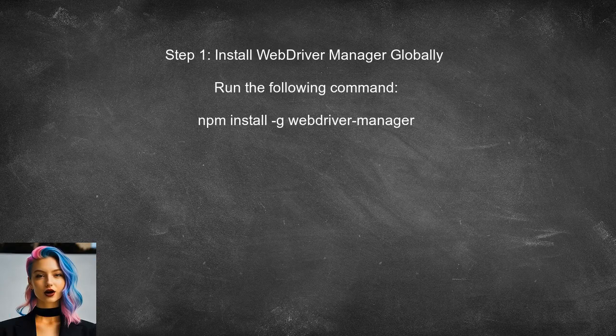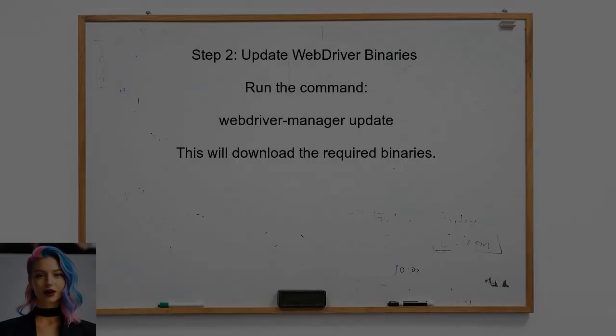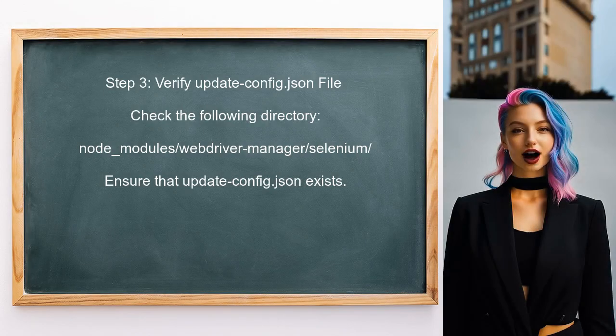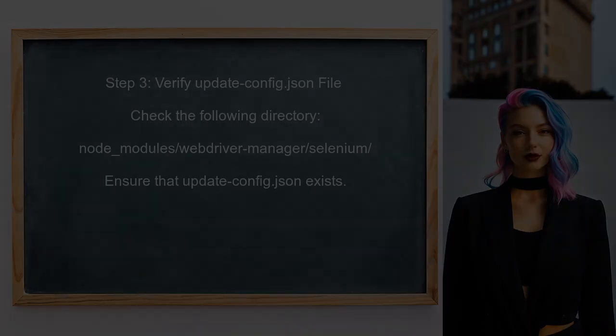To resolve the error regarding the missing update-config.json file, the user should first ensure that the WebDriver manager is installed correctly. This can be done by running the command to install it globally. Next, the user needs to update the WebDriver binaries. This is crucial because the error message suggests that the necessary configuration file is missing. The user should run the update command. After updating, the user should verify that the update-config.json file has been created in the correct directory.